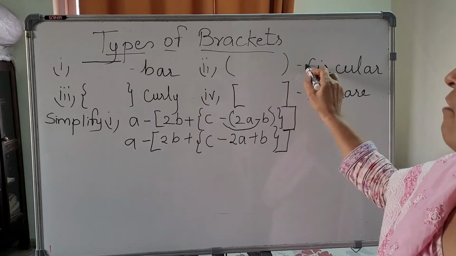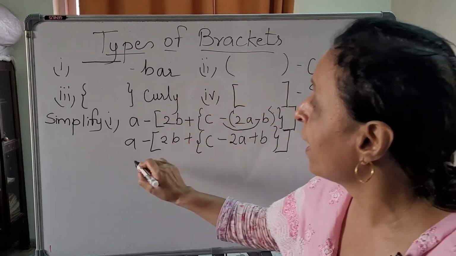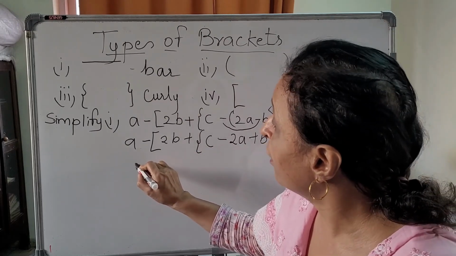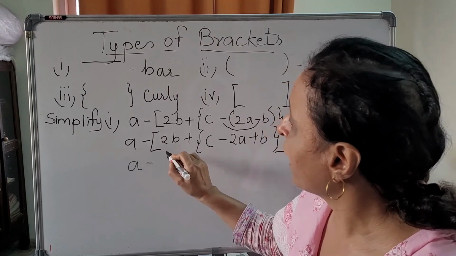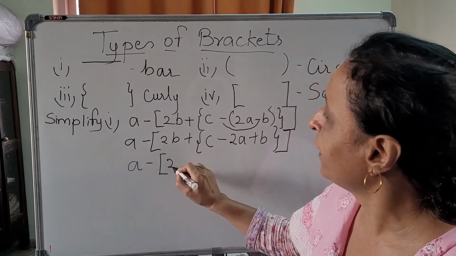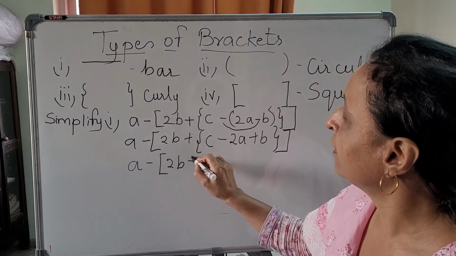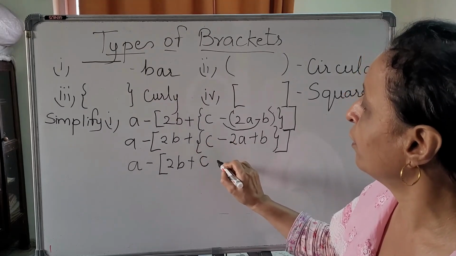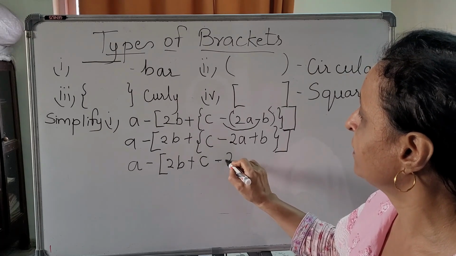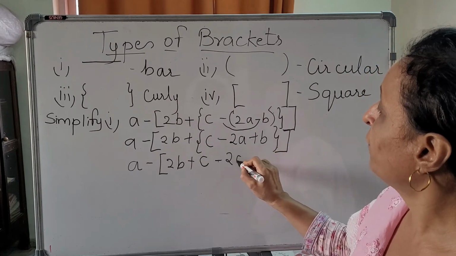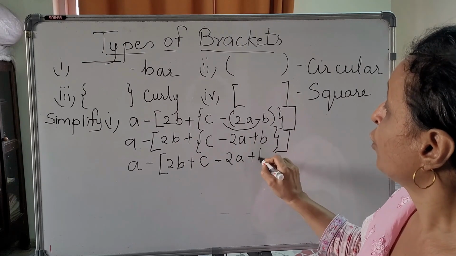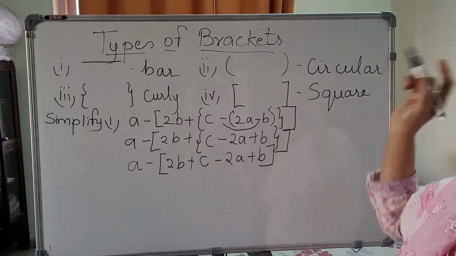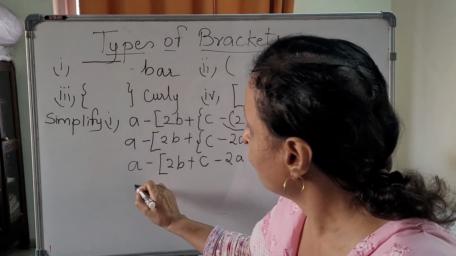Now next after circular it is the curly bracket. Now we will be solving this curly bracket. Rest of the terms have been written as it is. A minus square bracket you write as it is. Now open the curly bracket. See, you write as it is. There's a plus sign, so you need not change any sign inside. Rest of the terms have to be written as it is. 2a plus b. Curly gone, there is square. Now there is only one bracket to be solved.